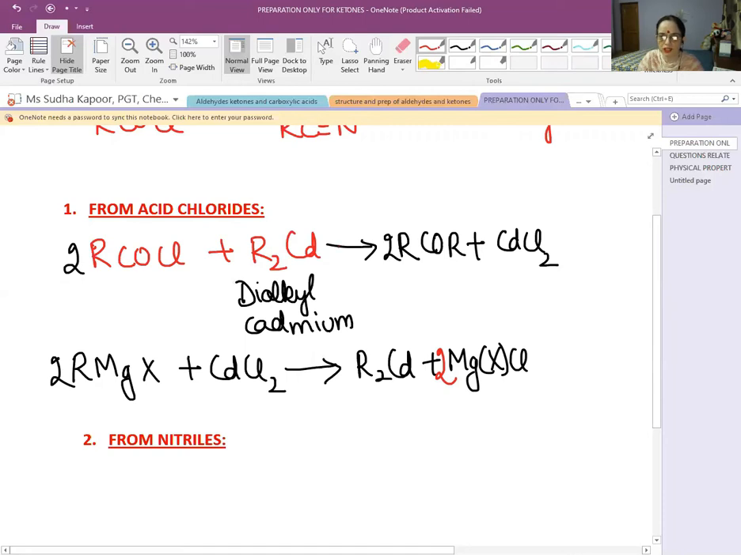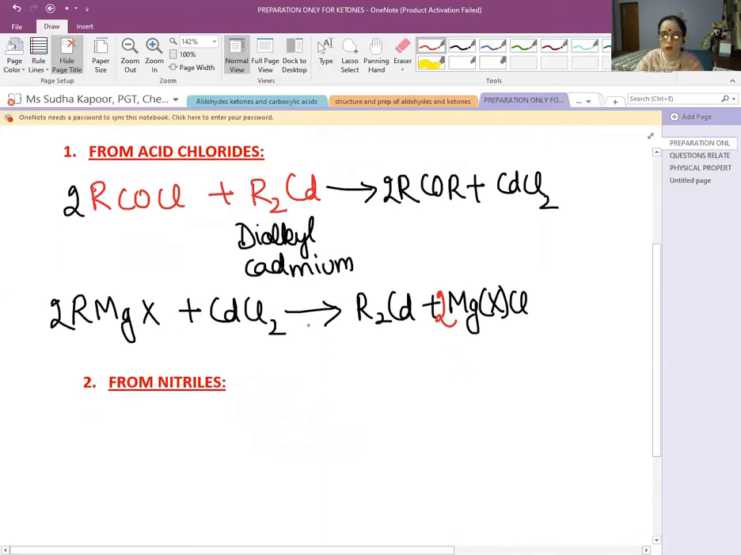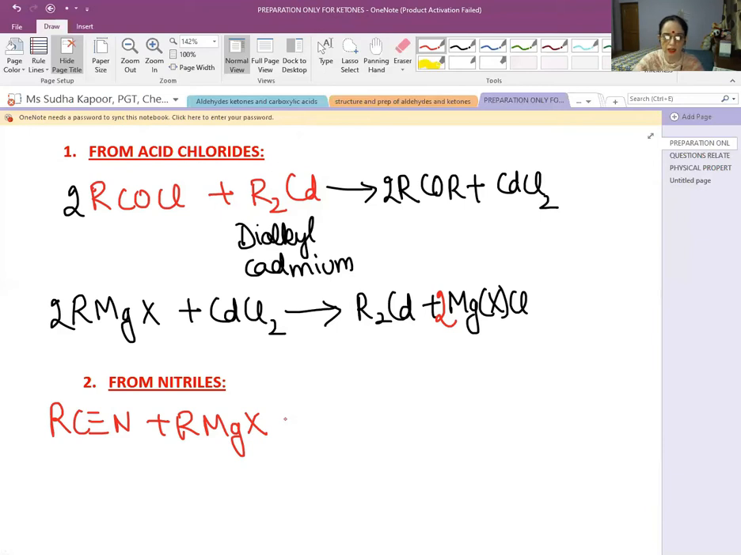Now the second preparation is from the nitrile, that is the CN part. When we are talking about the nitrile, RC triple bond N, in order to increase the R group for the ketonic part, what we take is RMgX, the Grignard reagent. This reaction follows a particular mechanism, showing from where the electrons, the bond, are moving and towards which side. This is the preparation for ketone.